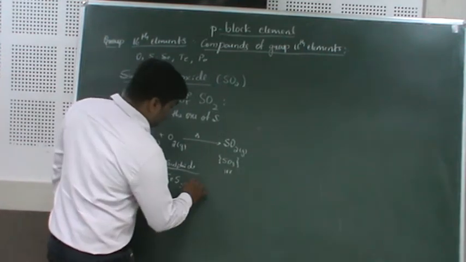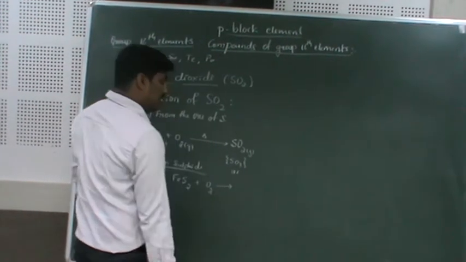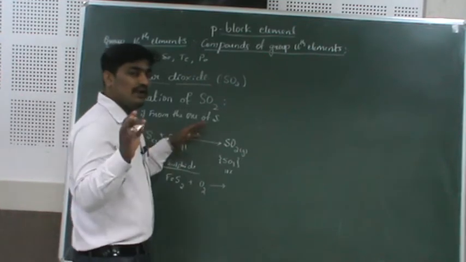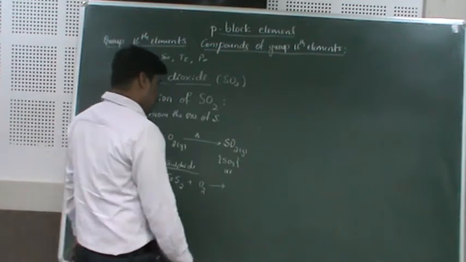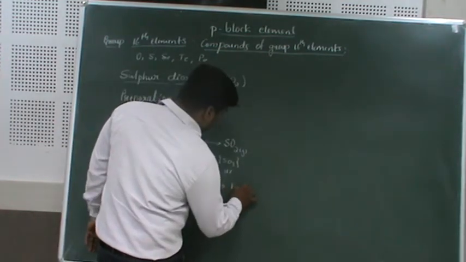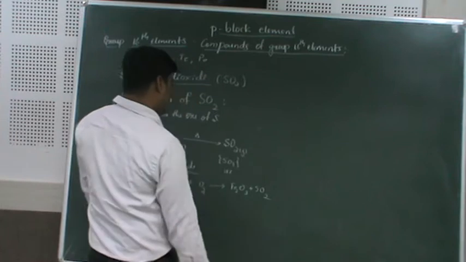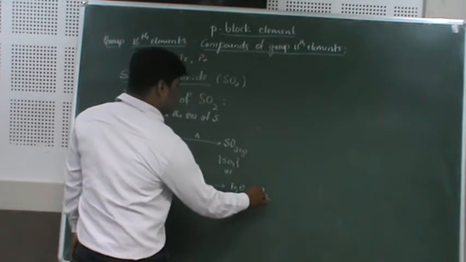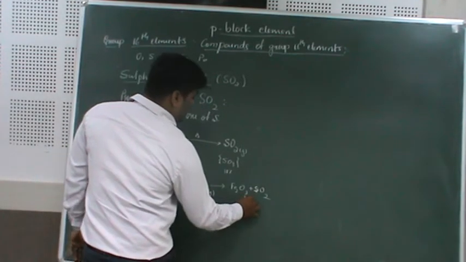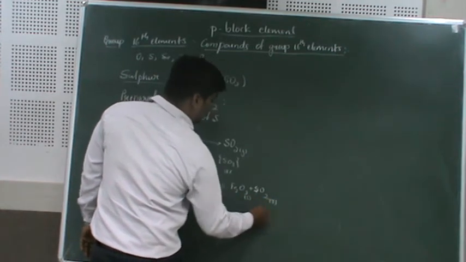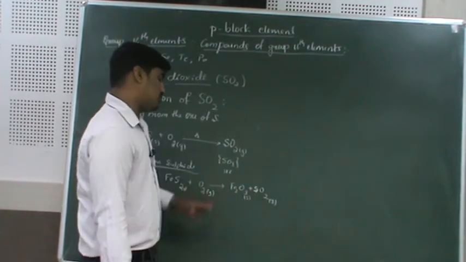When ferrous sulphide ore is made to react with oxygen, or burned in oxygen, as all sulphide ores are burned, we get sulphur dioxide. It gets converted into Fe2O3 plus SO2. To balance this reaction: the sulphide ore is in solid state, oxygen is gaseous, Fe2O3 is solid, SO2 is a gas. When sulphide ore is burned in presence of oxygen, it gives sulphur dioxide gas.